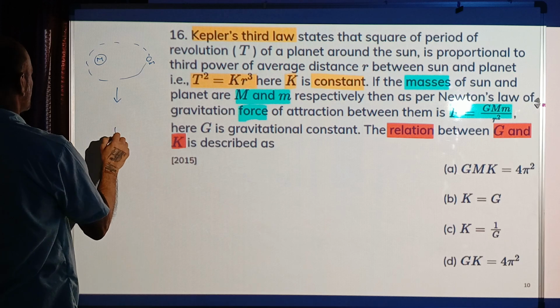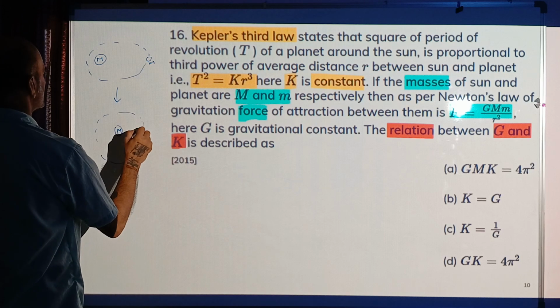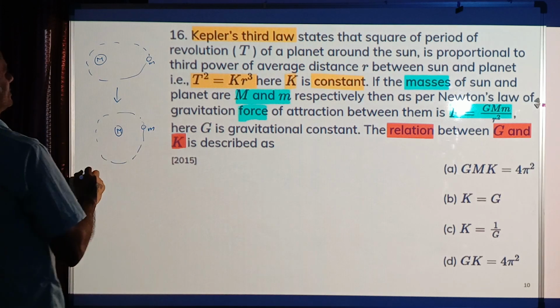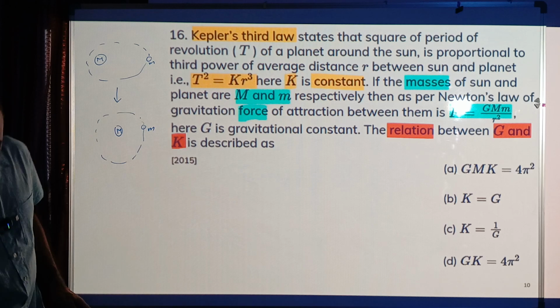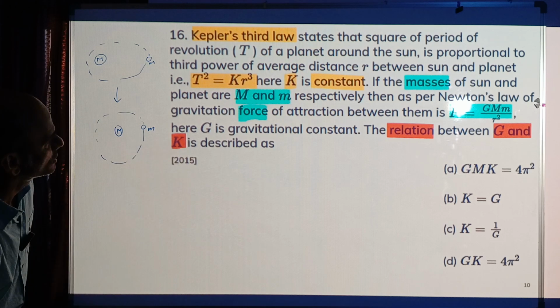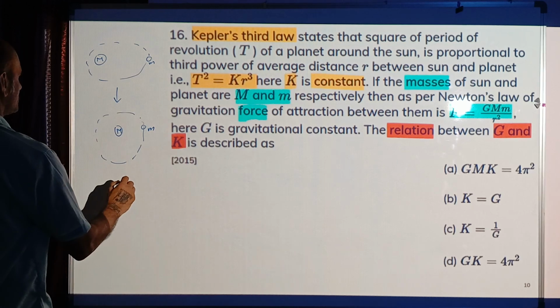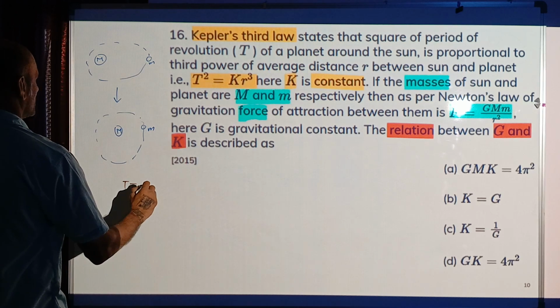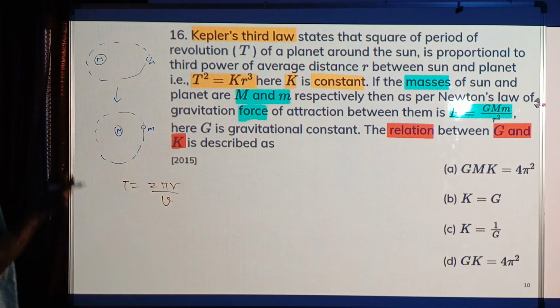So I can also consider the case where M is at the center of the circle and this small m is moving in a circle. So this is a circle, that is an ellipse. So this should be true even for a circular path. So in this circular path, the time period T is the circumference 2 pi r by v.